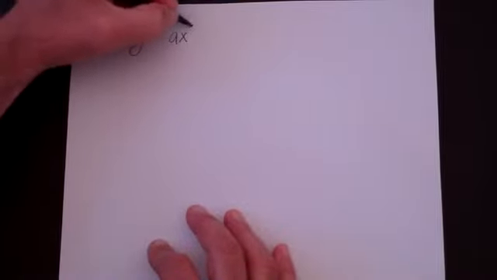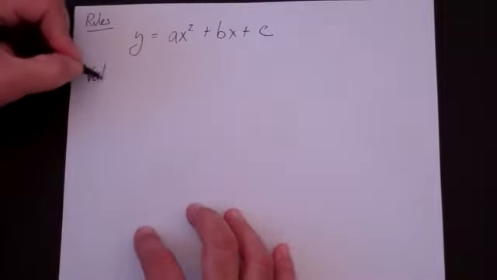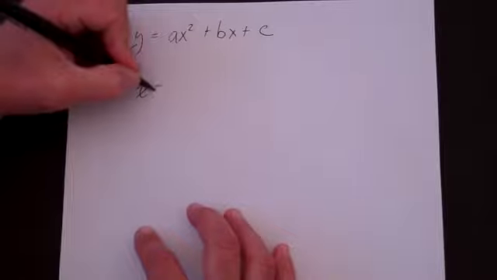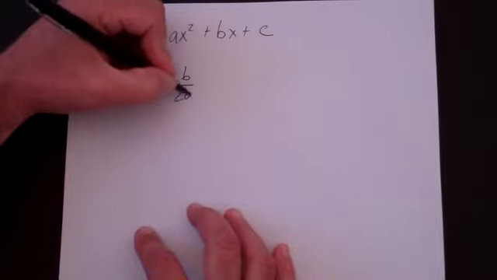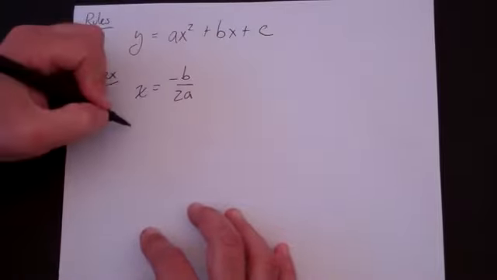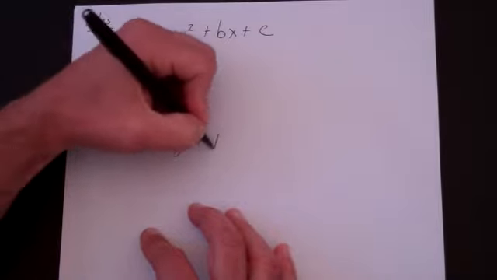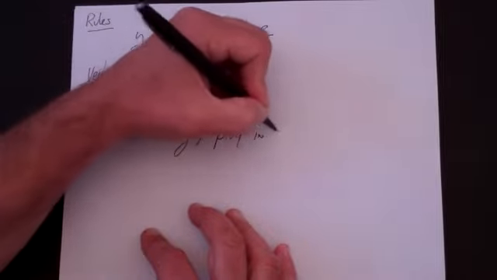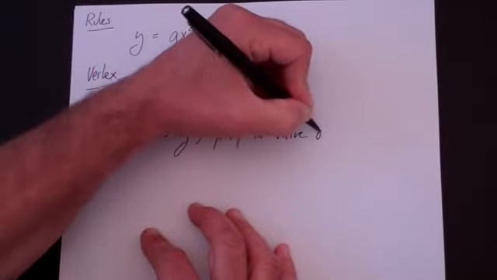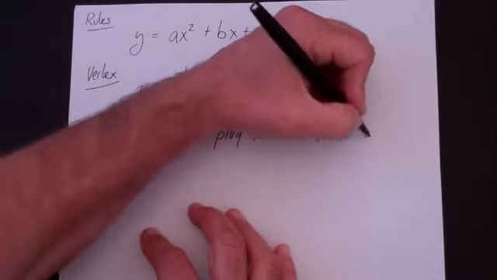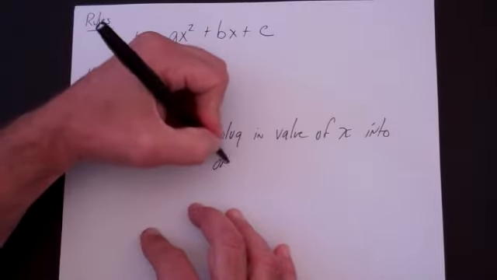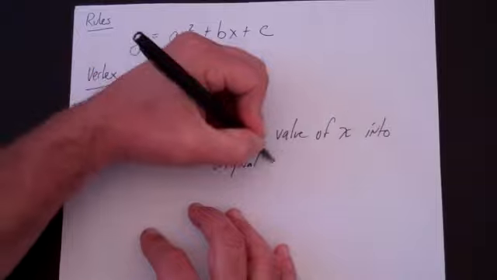Let's review the rules real quick. If it's written in the form y is equal to ax squared plus bx plus c, to find the vertex, x is equal to minus b over 2a, and that's what you want to memorize. Then to find y, plug in x. And into what equation? Just into the original equation. That should be fine.